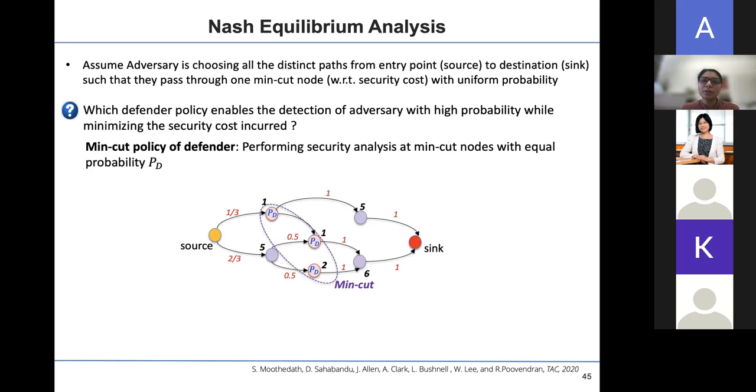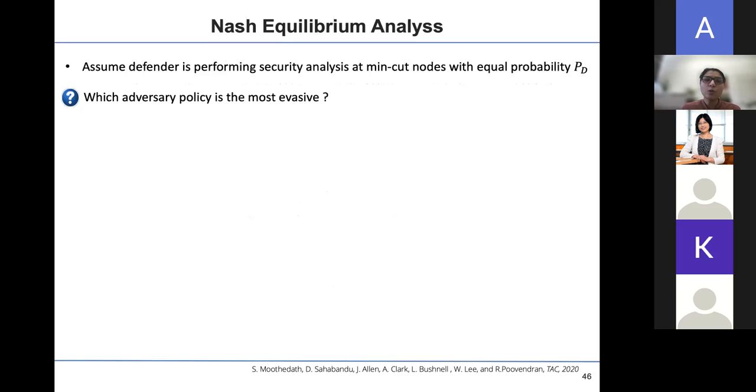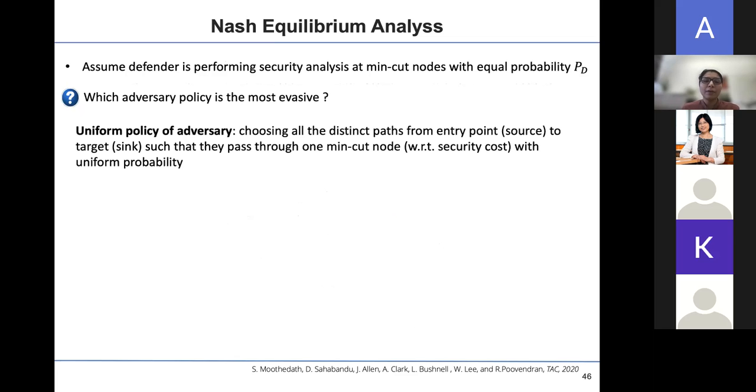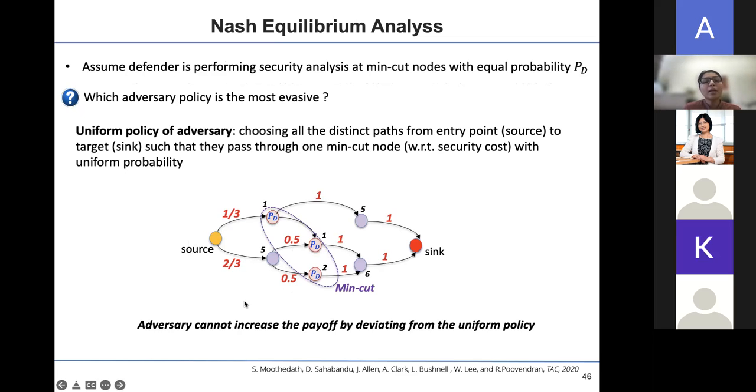So we fix the adversary strategy to uniform, and then we get that the defender is also choosing the min-cut nodes with uniform probability, and the defender cannot increase the payoff by deviating, right? Likewise, we assume that the defender is choosing the security checkpoints as the min-cut nodes with equal probability. And what is the best adversarial strategy now? When we do that, we again get this result, which shows that it is indeed the uniform policy for the adversary. The adversary will choose all the paths with equal probability. So path 1 is 1 by 3, path 2 is also 1 by 3, and same for path 3 and path 4, right? So the adversary just cannot increase the payoff by deviating from the uniform policy.